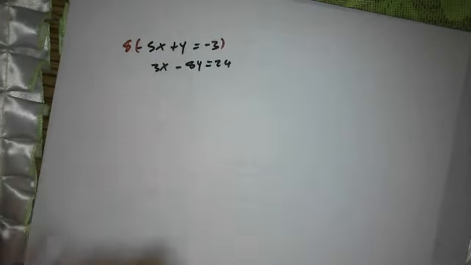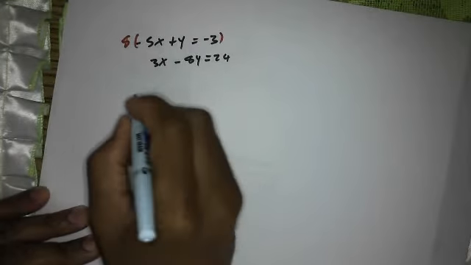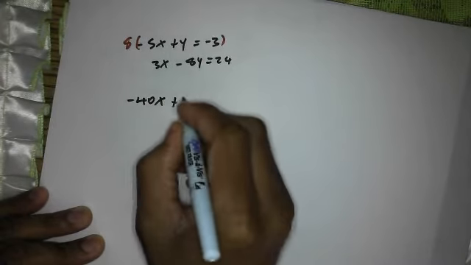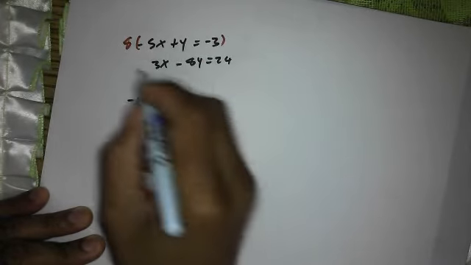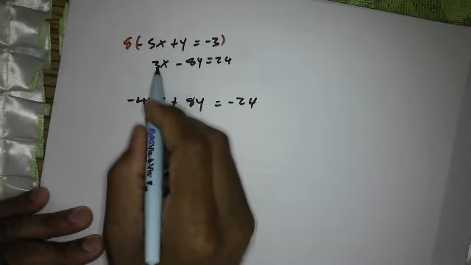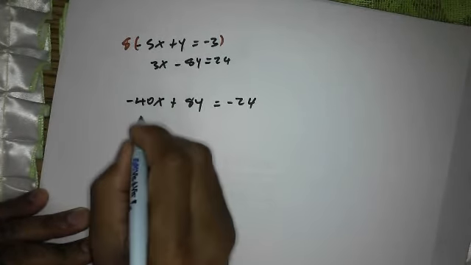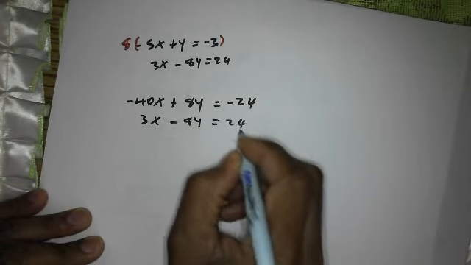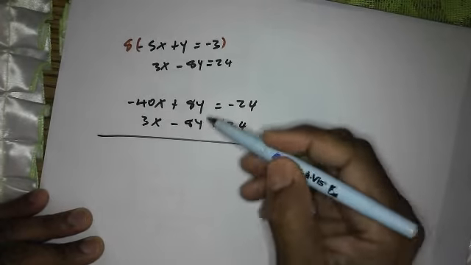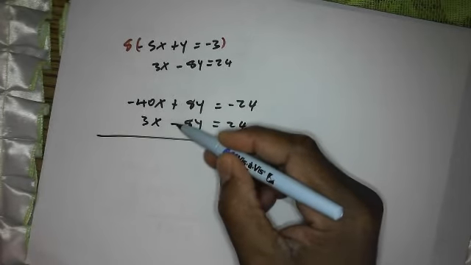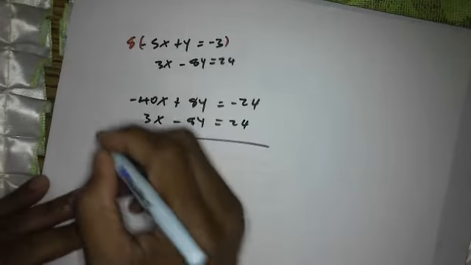Okay, so this would give us 8 times negative 5x, that would be negative 40x, plus 8 times 1y, that is 8y, equals 8 times negative 3, that is negative 24. Alright, now we did not do anything to this equation, so let's rewrite it here. 3x minus 8y equals positive 24. Now we see that our y's have the same coefficient, but the signs are different. So once the signs are different, we're adding.